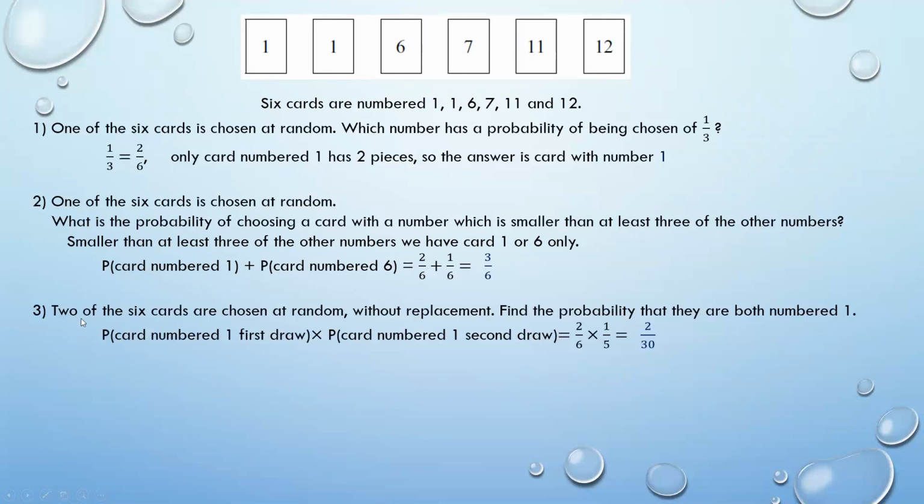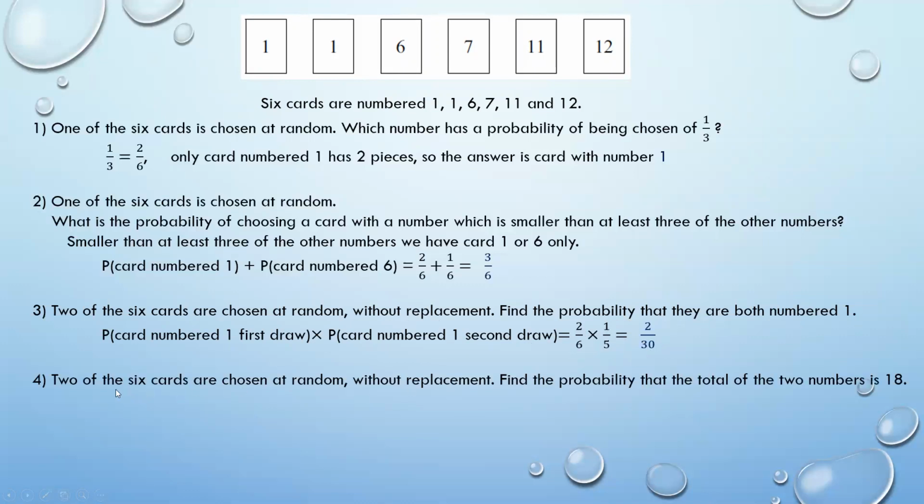Question 3. 2 of the 6 cards are chosen at random without replacement. Find the probability they are both number 1. So the first time must be 1, and the second time also has to be 1. The first time is 1, that means it's 2 over 6. Then you don't put it back, so the total becomes 5 cards, but you only have 1 card with number 1 inside. So if you want the second draw also to be a 1, it becomes 1 over 5. So you multiply these, and you get the answer.